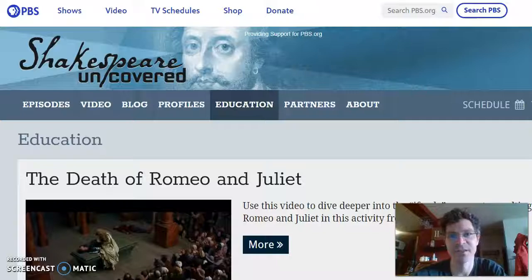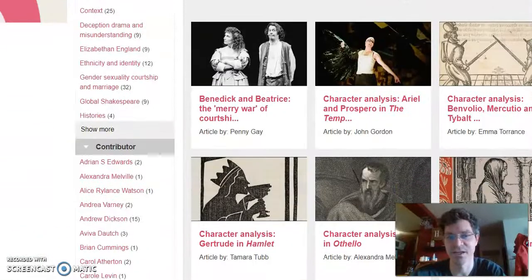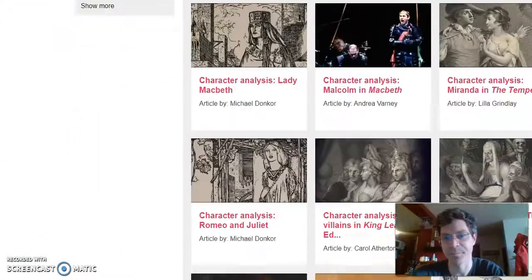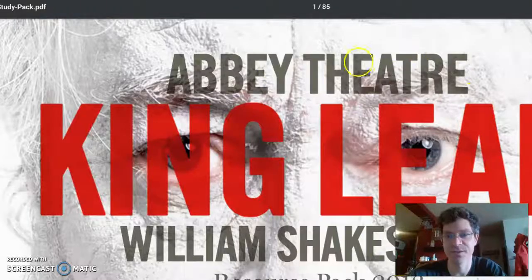And then also I want you to do some academic reading. The British Library has this great resource of short articles. They're only like 2 to 4 pages long, just about different elements of the plays you're reading. Now, between these 3 sources, you definitely should be able to find at least 3, because everyone's got a folio, right? So you can use this as one.